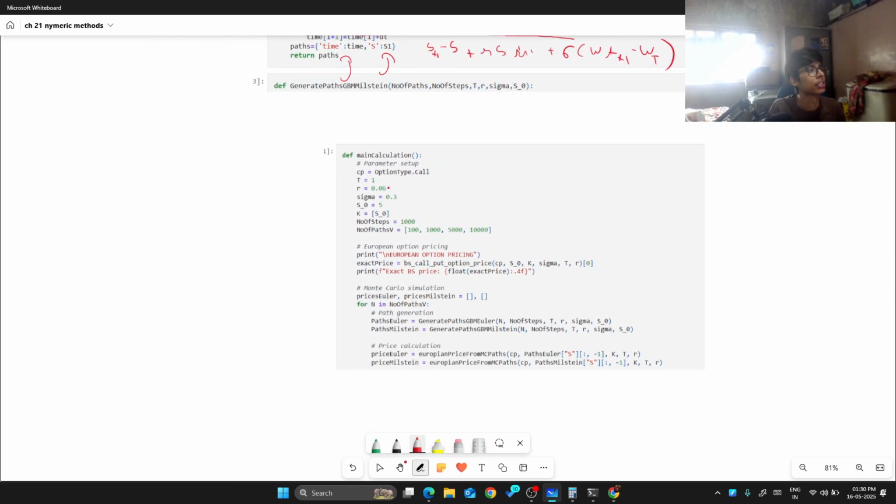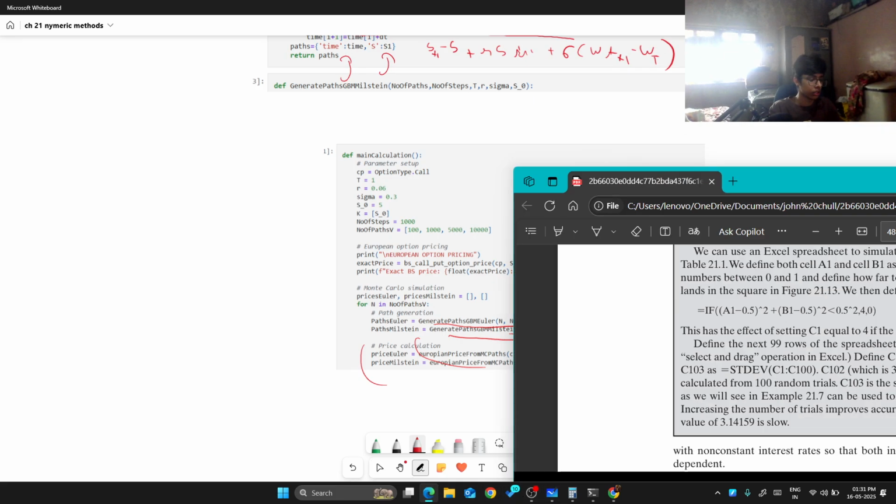And here you can see we find the Black-Scholes formula price, and then for every path we calculate the European payoff and then we price it, and in this way we price the derivative using Monte Carlo simulation.